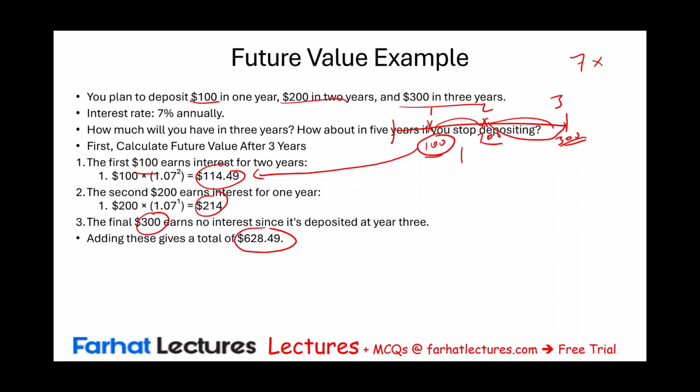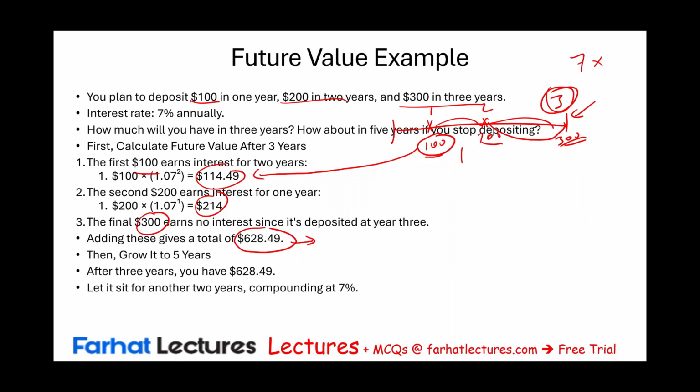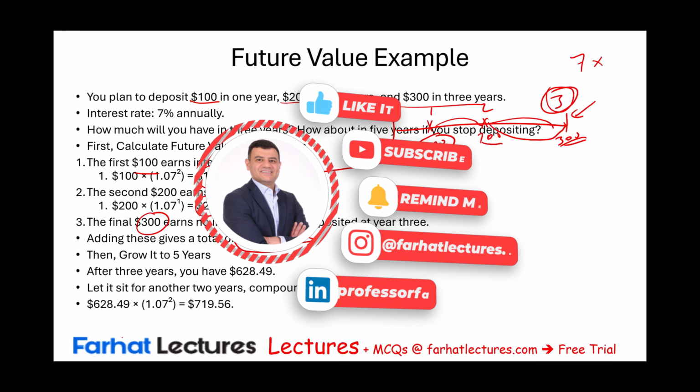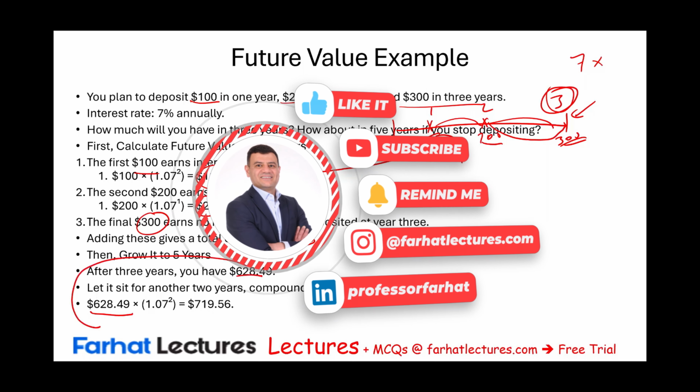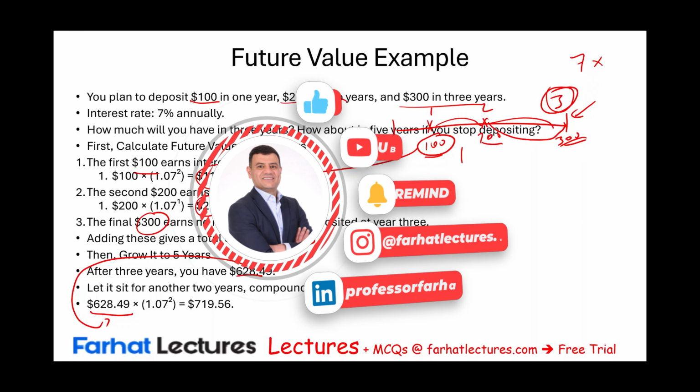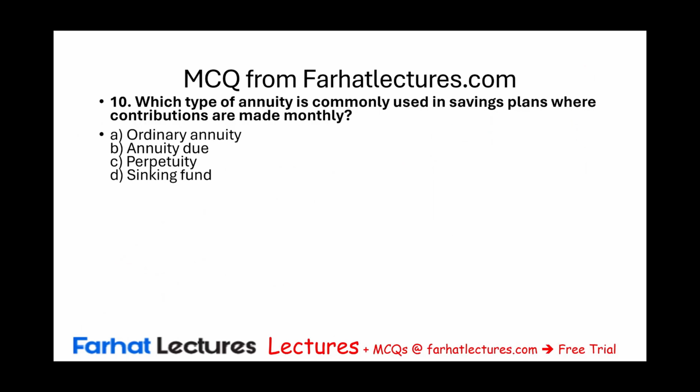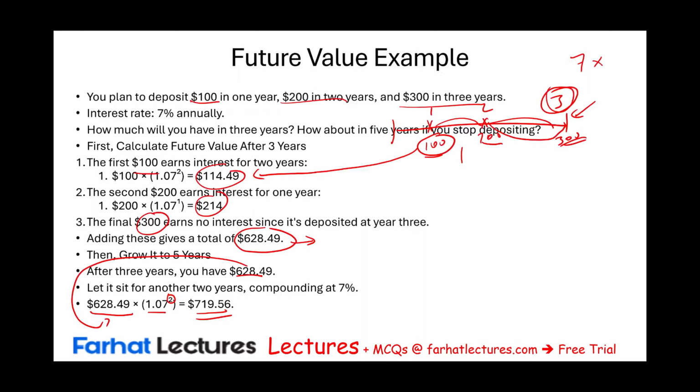Now, what they're asking you here, this is how much this will be worth at this point, year 3. Now they're telling you you're going to keep this money for 2 years. If you keep this money for 2 years, it's going to grow for 2 years. You'll take this amount and you let it grow at 7% over 2 periods. It's going to give you $719.56. So this is something you need to be familiar with, being comfortable with computing the future value of an amount that's not an annuity. That's different than an annuity.